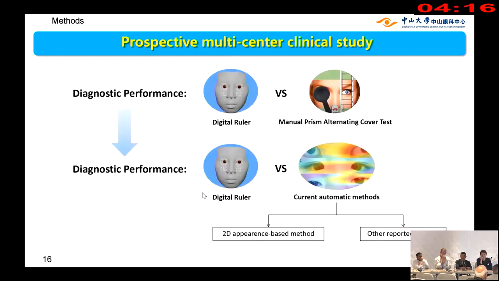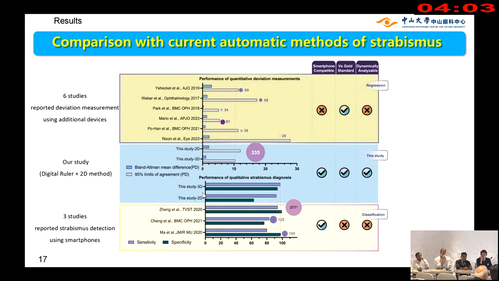In addition to comparing the performance of DRS with the manual PACT, we also compare it with current automated methods, including the appearance-based methods and other reported ones. We can see the digital ruler performed better than the 2D method and showed better performance than the reported studies using smartphones for strabismus detection. And this also showed comparable performance to other reported studies that use additional devices on the vision measurement.